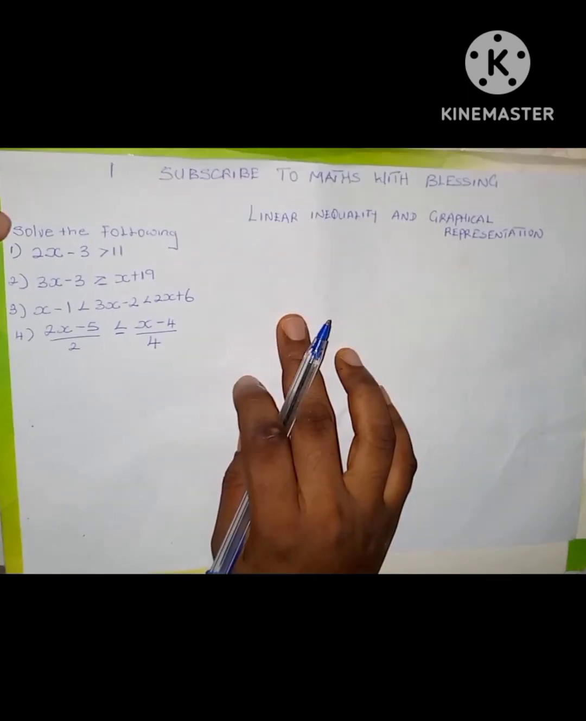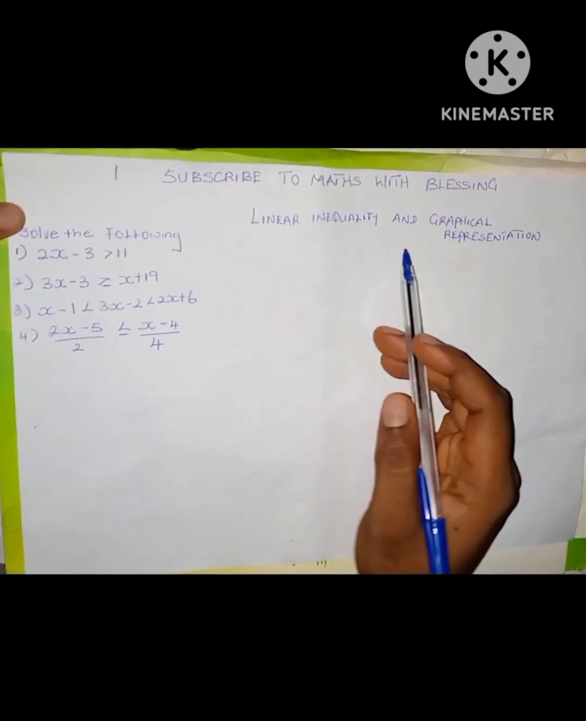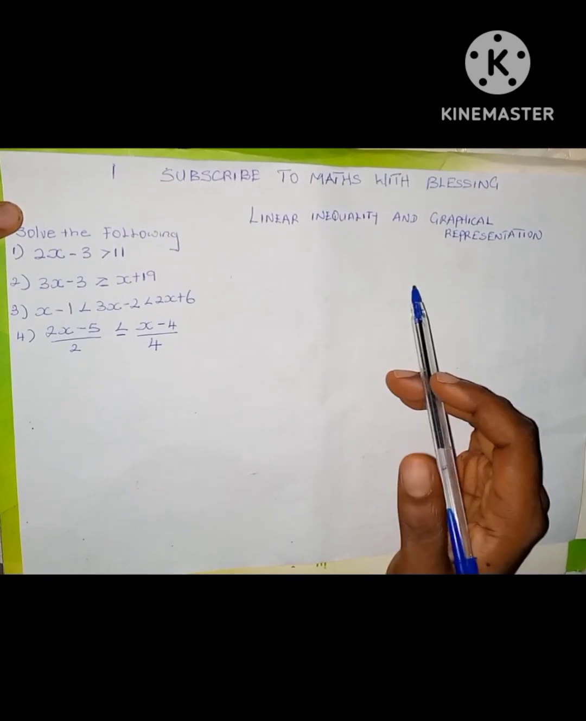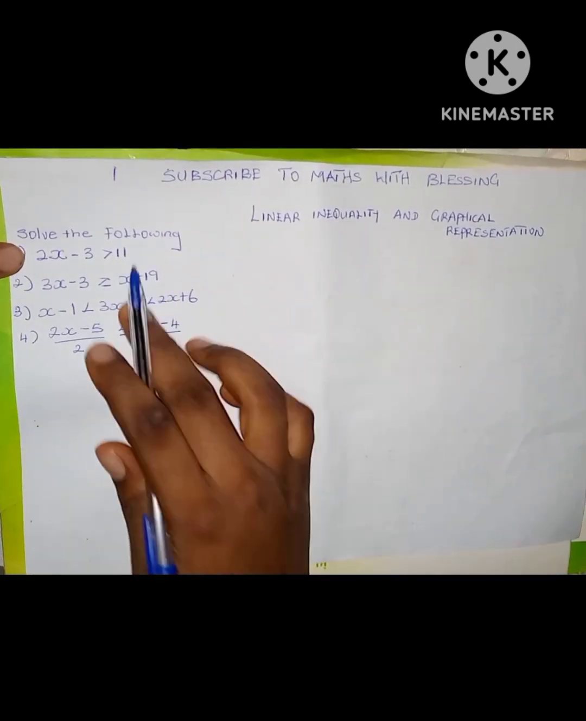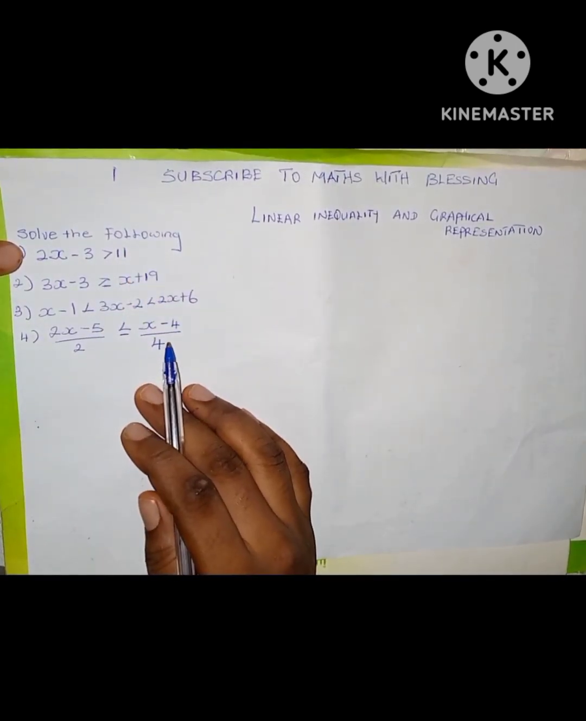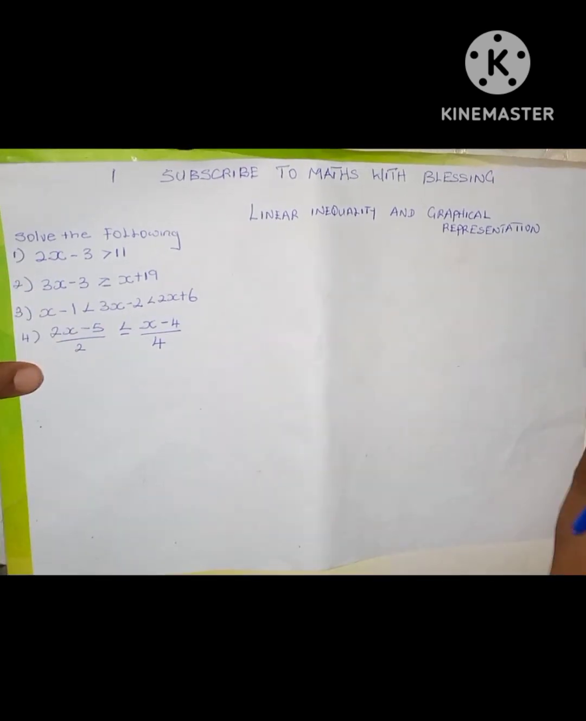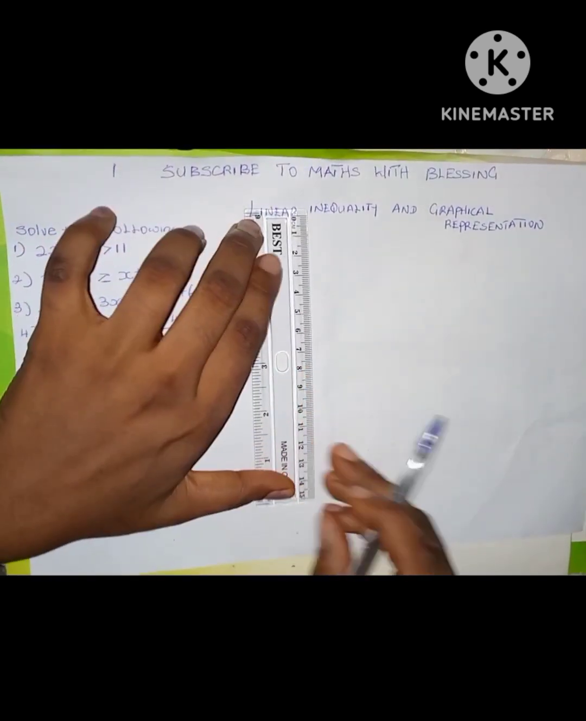Here we are going to solve linear inequality with the graphical representation using number line. Now these are the questions given to us and we are told to solve this. So what are we going to do here? Let me demarcate this.